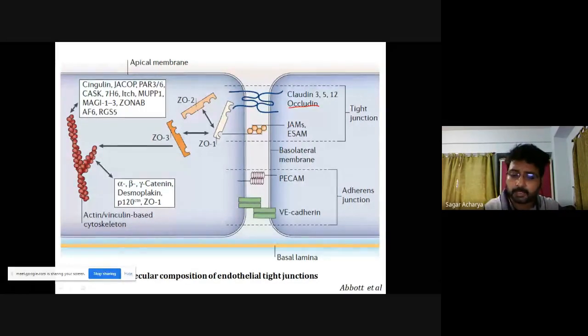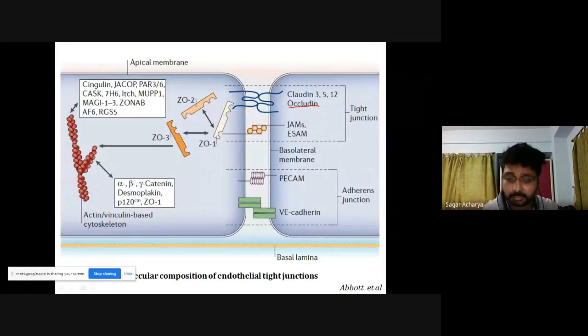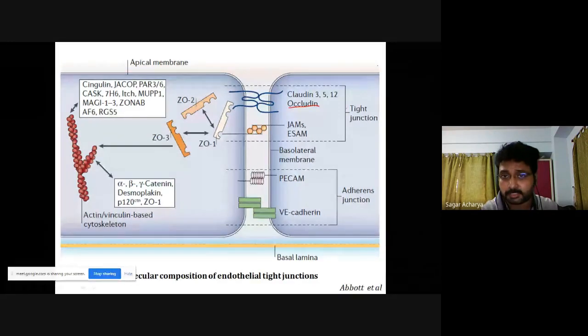Now, the next component of the discussion is the transmembrane proteins. First were the transmembrane proteins Claudin and occludin. Another one is called JAM, the junctional adhesion molecule, of three types: JAM-A, JAM-B, and JAM-C. They are involved in the formation and maintenance of the tight junction.